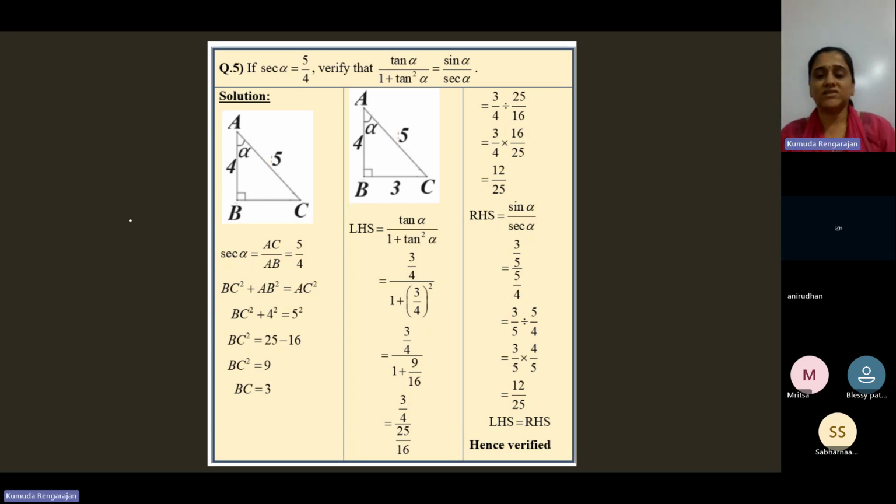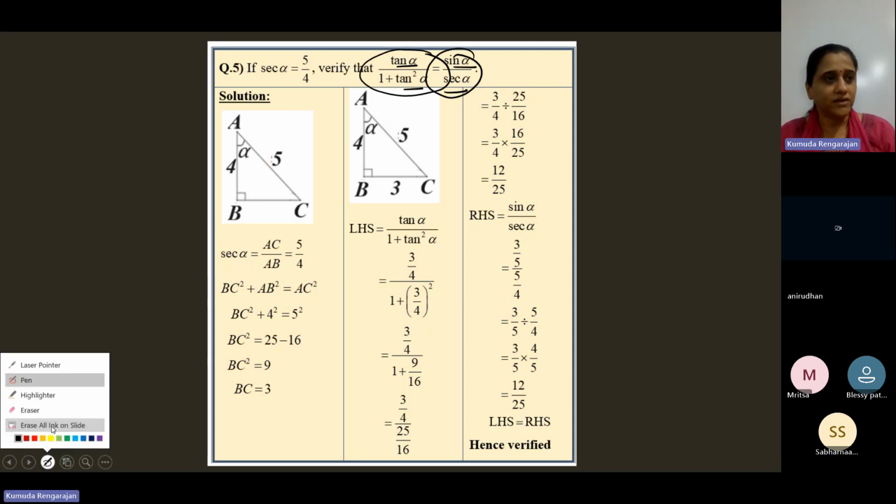So secant alpha is equal to 5 by 4 means what? The value of one t ratio is given. So we know that when the value of one t ratio is given, you can find all the others using a right triangle. We have used a right triangle, and we are not finding everything else, just whatever we need. On the left hand side, we need the value of tan alpha, and on the right hand side, you need the value of sine alpha and secant alpha. That's all you need.